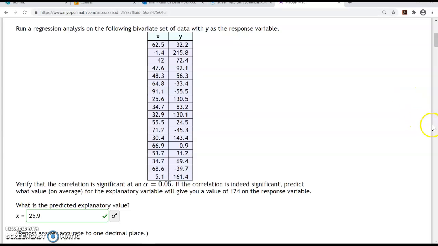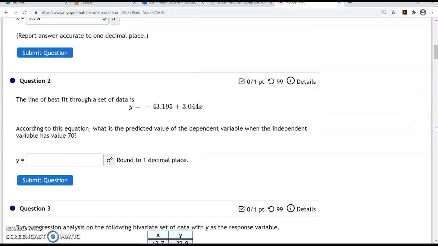The next question I have here is finding the line of best fit through a set of data where you have y equal to negative 43.195 plus 3.044x. So instead of ax plus b, in this case, they did the b first plus the ax. But they've already given you the equation. So really, we just have to read really carefully, and it says, according to this equation, what is the predicted value of the dependent variable? Again, we're looking for y, when the independent variable has value 70.